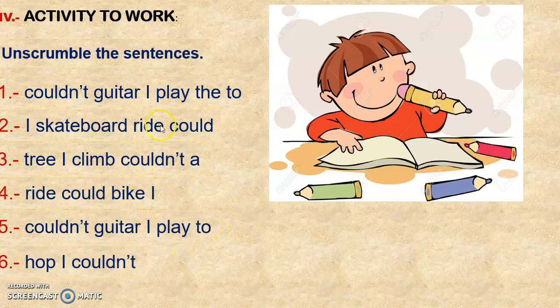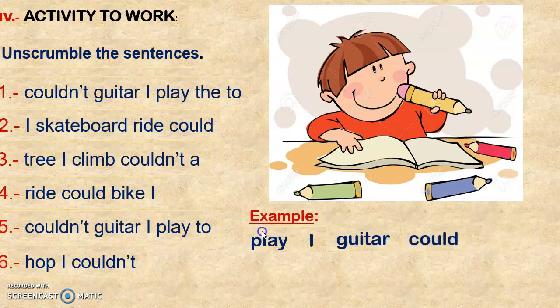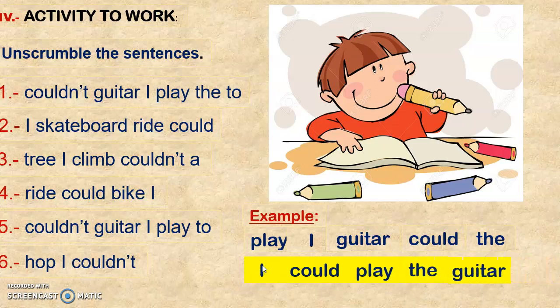Great. You are going to put in order. Look, the sentences are not in order, so you are going to unscramble. Look at the example. Okay, this sentence is not in order, but you are going to put it in order. How? Like this, my friend. I could play the guitar. This is the correct way to unscramble the sentence.